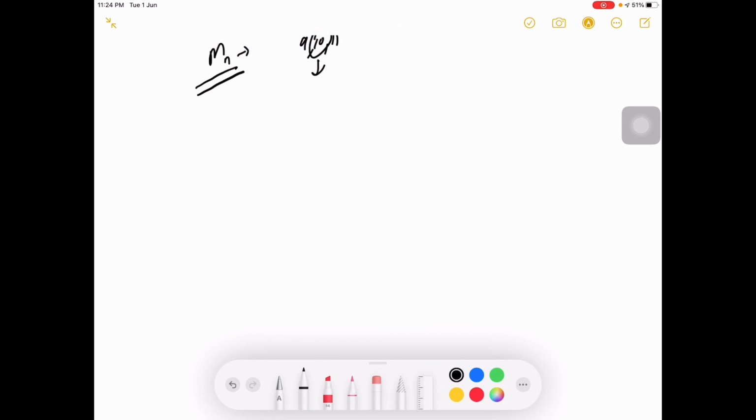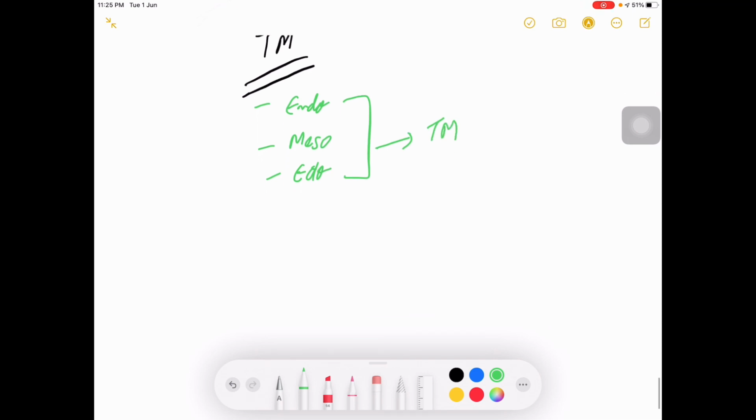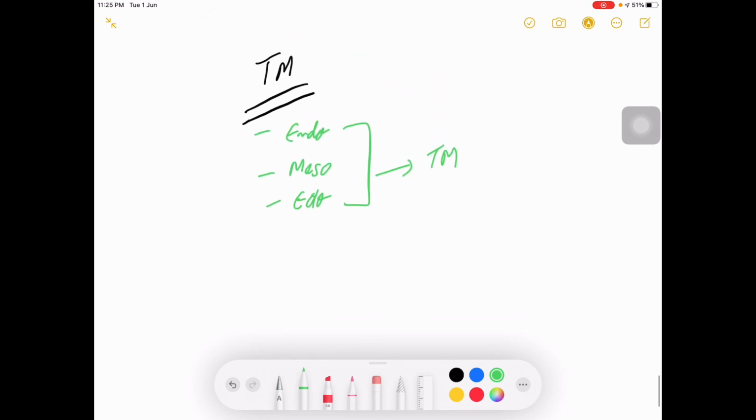Now coming on to tympanic membrane. The important interesting fact about tympanic membrane is it is formed from all three germ layers. All of you must be knowing that we have three germ layers: endoderm, mesoderm, and what's the third one? Third one is your ectoderm. So all these three germ layers form tympanic membrane. Tympanic membrane is the only structure that is formed from all three germ layers.